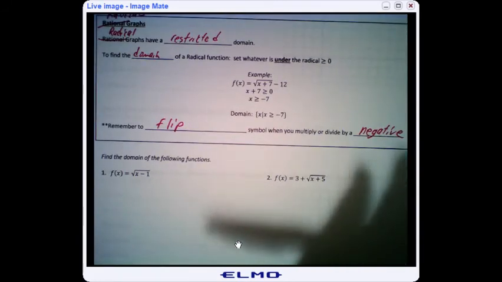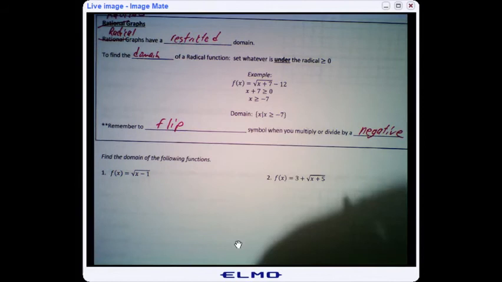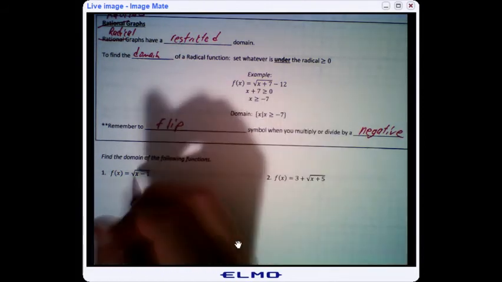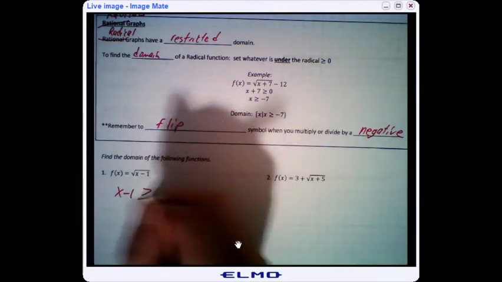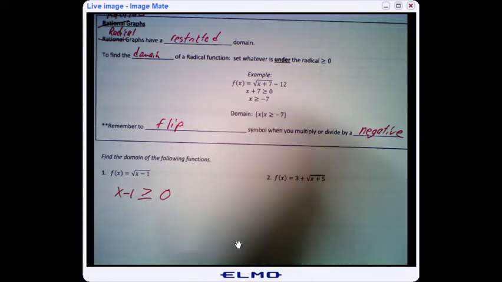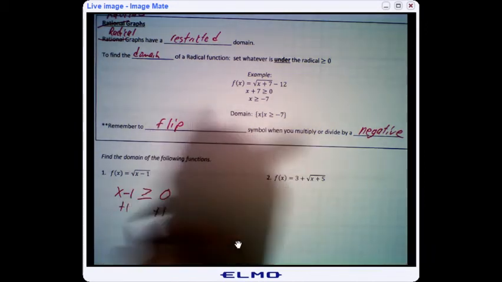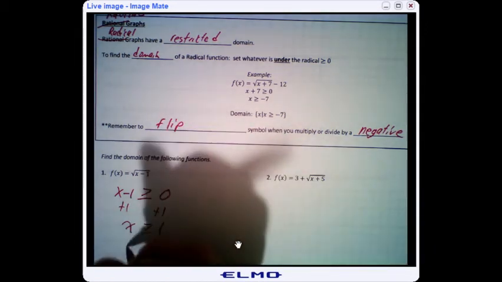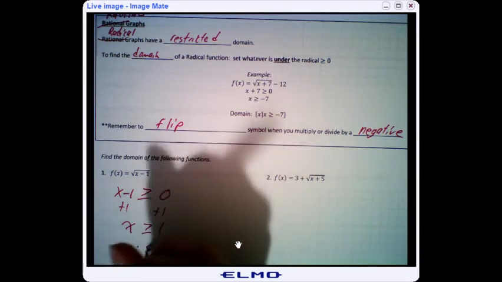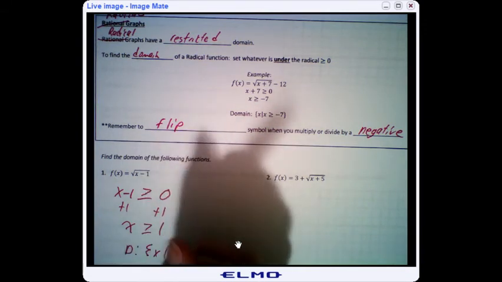So for number 1, to find my domain, I'm going to take the step underneath the radical, so x minus 1, and set it greater than or equal to 0. To get x by itself, I'm going to add 1. So x is greater than or equal to 1. So my domain is x such that x is greater than or equal to 1.